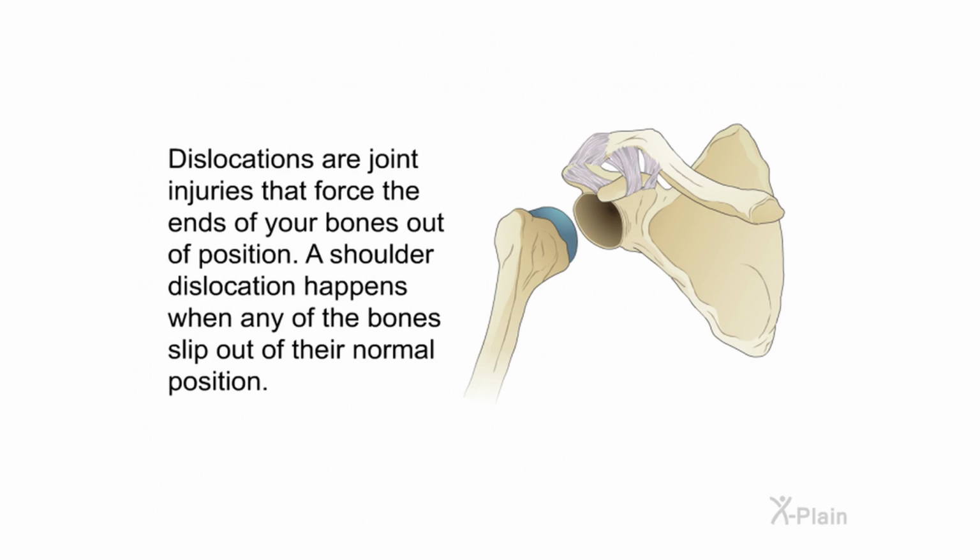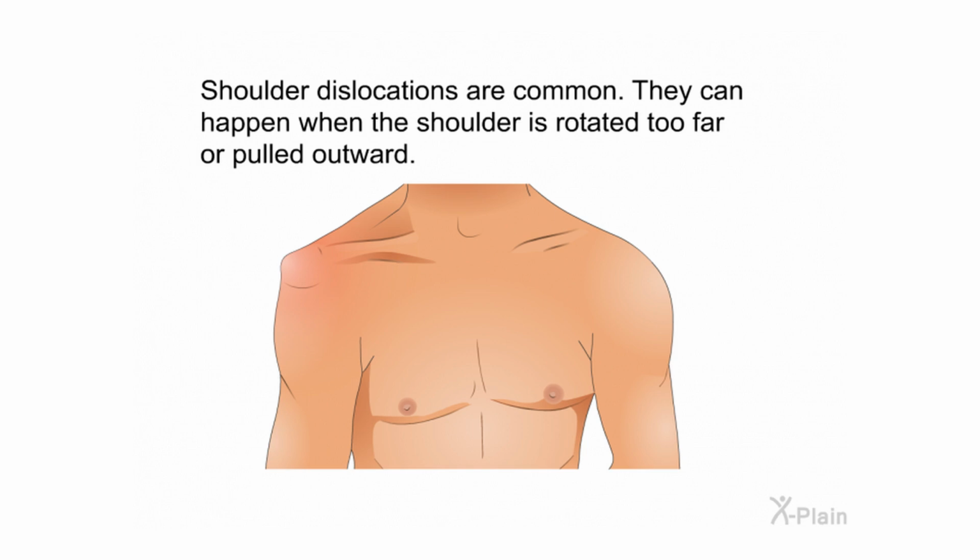Dislocations are joint injuries that force the ends of your bones out of position. A shoulder dislocation happens when any of the bones slip out of their normal position. Shoulder dislocations are common. They can happen when the shoulder is rotated too far or pulled outward.